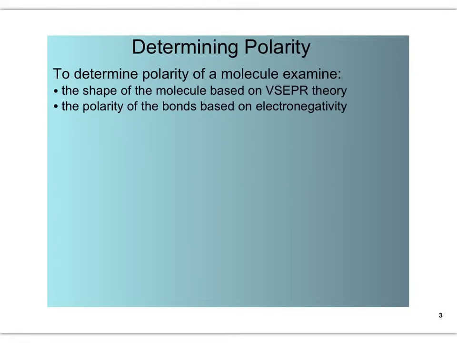To determine if we have a polar or nonpolar molecule, we're going to look at the shape of the molecule based on VSEPR theory, and then we'll also look at the polarity of the bonds based on the electronegativity differences. Remember, electronegativity is an atom's ability to attract electrons in a chemical bond.